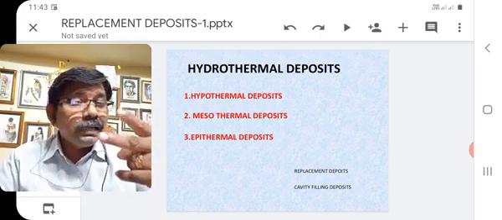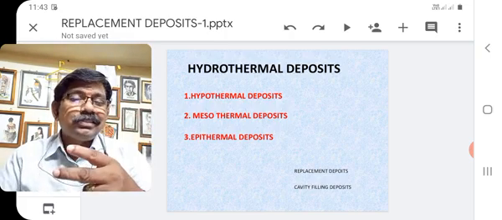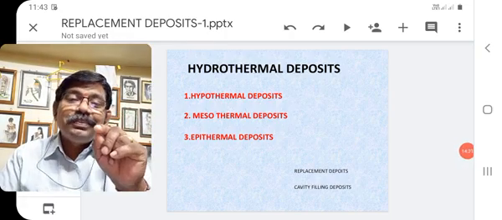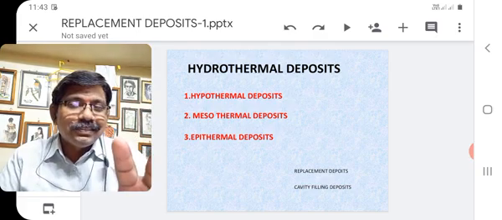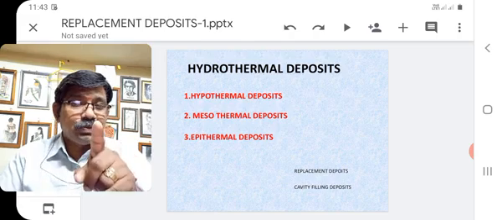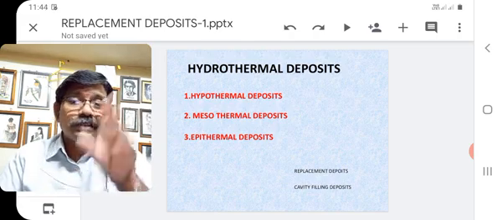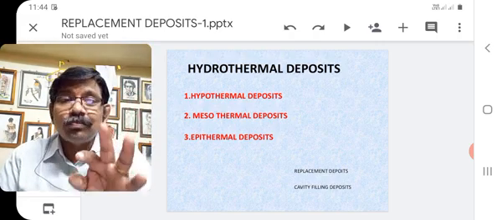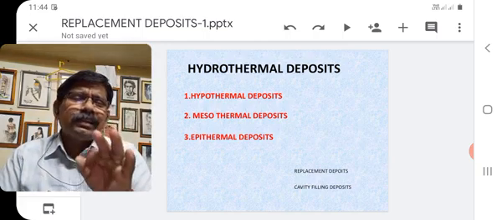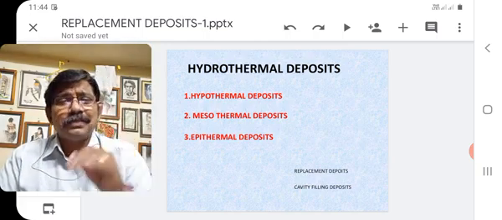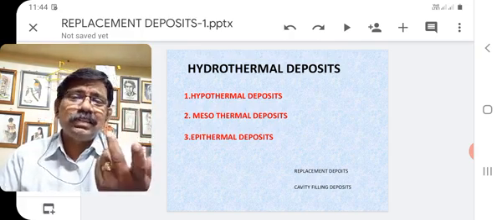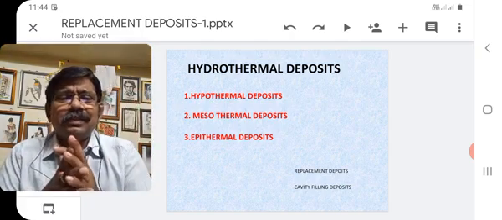Means we have to understand that the replacement deposits are high temperature deposits and that the cavity fillings are low temperature deposits. Okay? But in the books we will first face the cavity filling deposits and the discrimination of the cavity filling deposits, because the cavity filling deposits are of so many types and they are representatives for this hydrothermal deposition. There are 13 types sometimes.